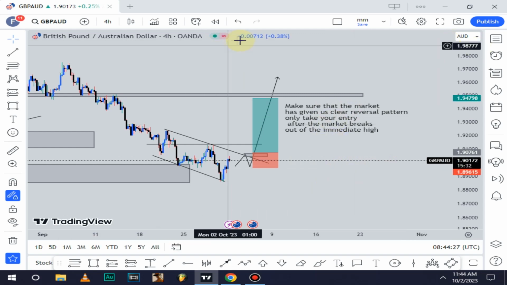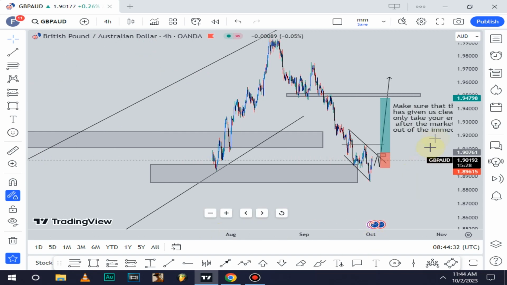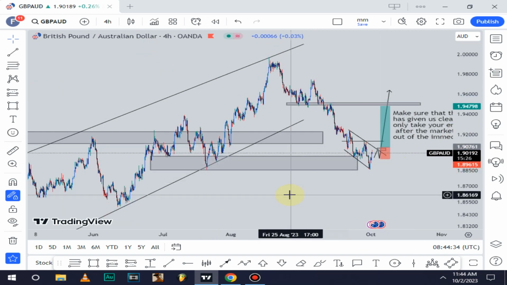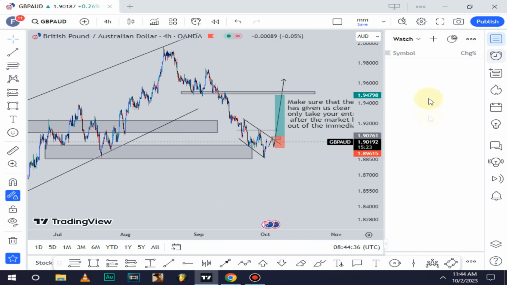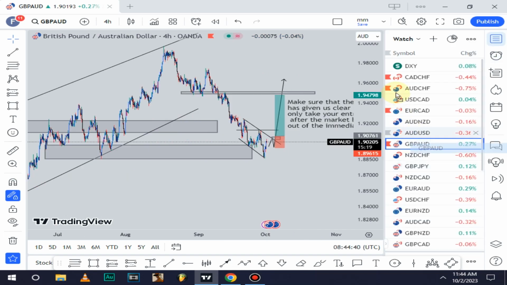So that is GBP Aussie. GBP Aussie should be in my watch list too. I'll be looking for buy entries only. If the market continues dropping, I don't know, I won't make any entry until I see good structures for sell positions. So that's what's up.